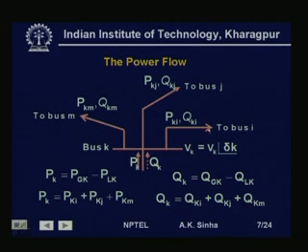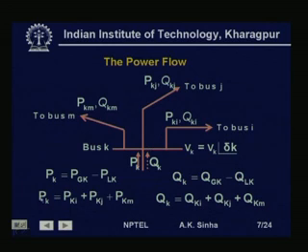Now, these lines will be carrying power Pki and Qki to bus i, Pkj and Qkj to bus j, and Pkm and Qkm to bus m. Some of these powers may be in the reverse direction, that is, they may be coming from, say, bus j to bus k. In that case, the values of Pkj and Qkj will be negative. So, let us say all these are the values of real and reactive power flowing on the line.